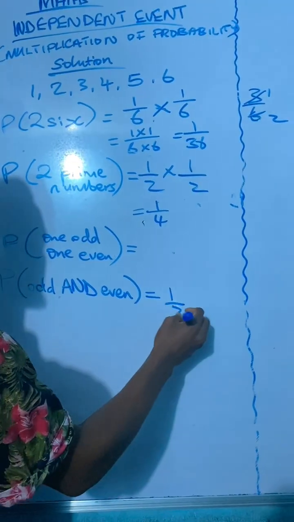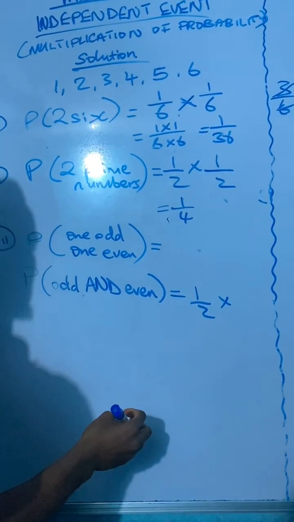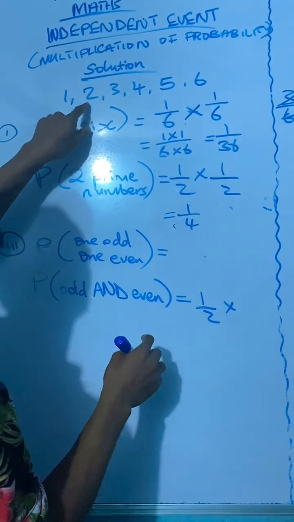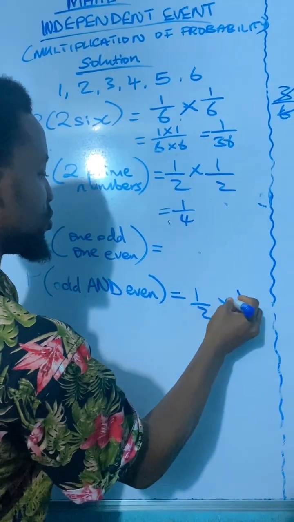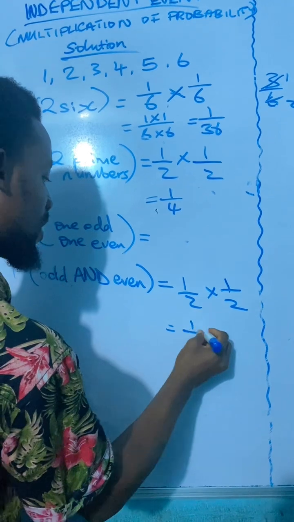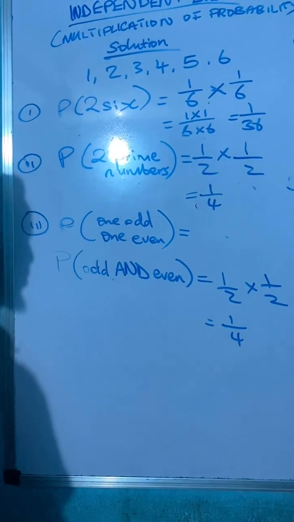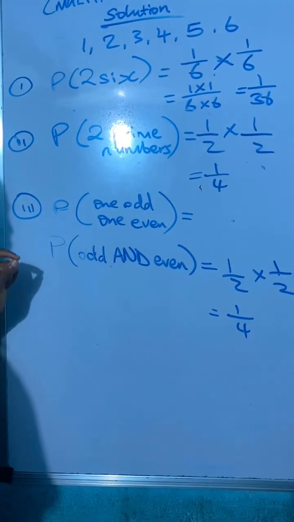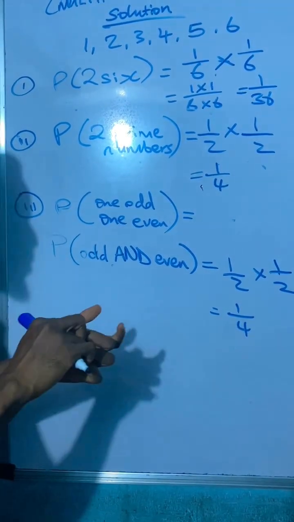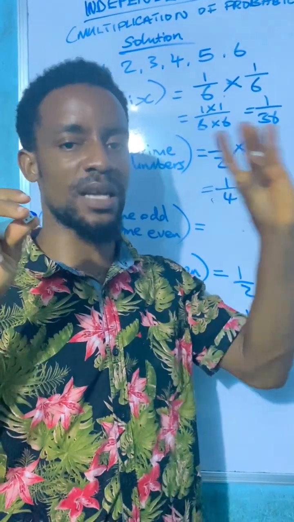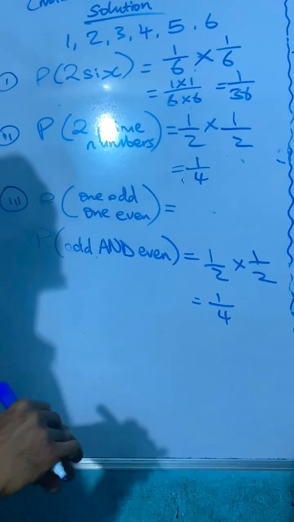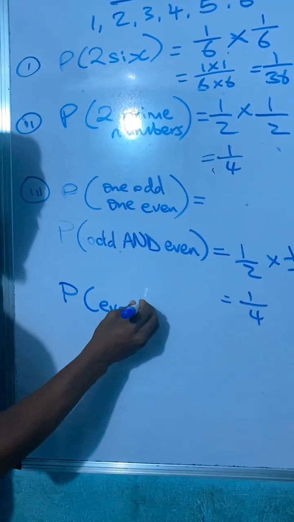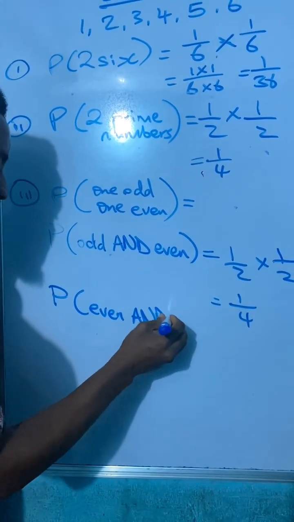So 1 over 2 times, are we together? The next one is how many even numbers? 1, 2, 3, which is still 1 over 2. I see it, this is 1 over 4. So we have seen that the probability of getting an odd number on the first die and an even number on the second die is 1 over 4. Then we are going to swap it. We get the probability of getting an even number on the first die and an odd number on the second die.